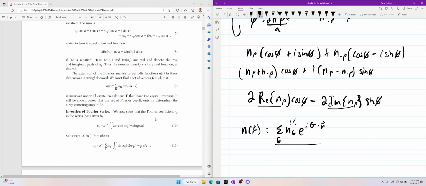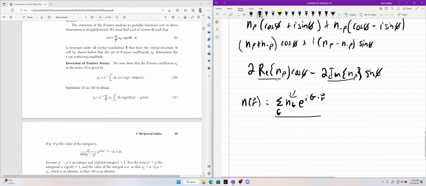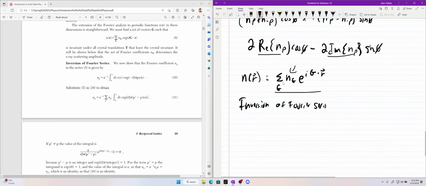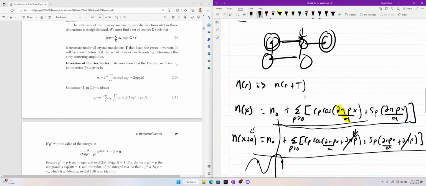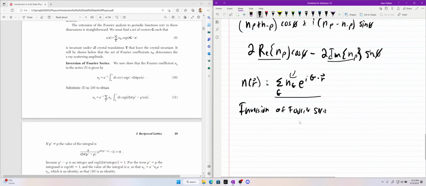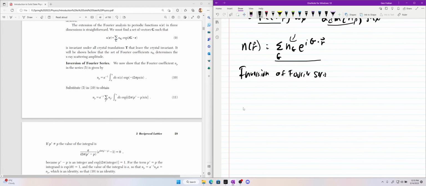So now what we need to do is an inversion of the Fourier series. Okay, so we want to show that the Fourier coefficient n p in the series 5, which is this one right here, is given by this. So n of p is equal to a inverse.